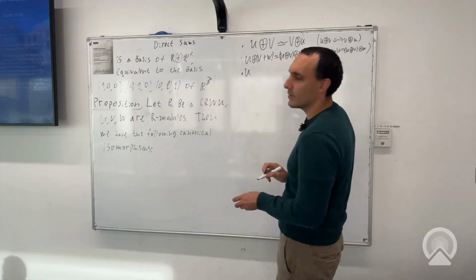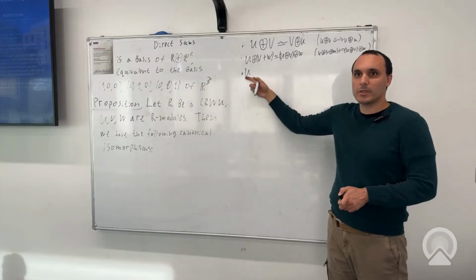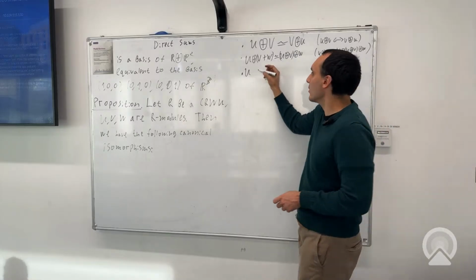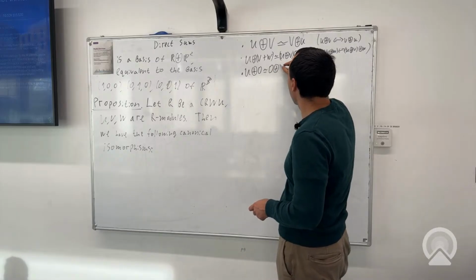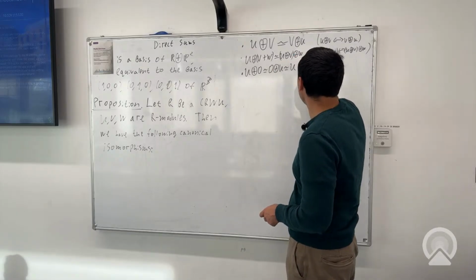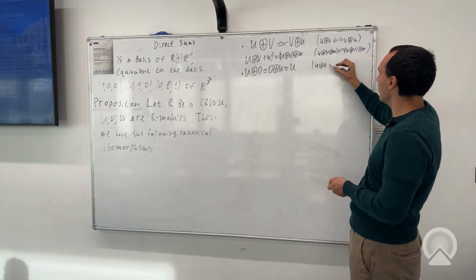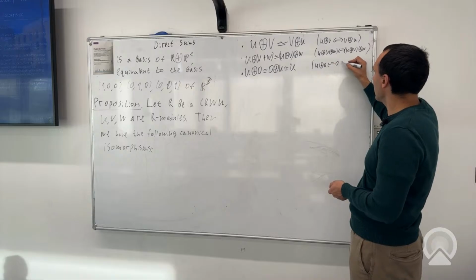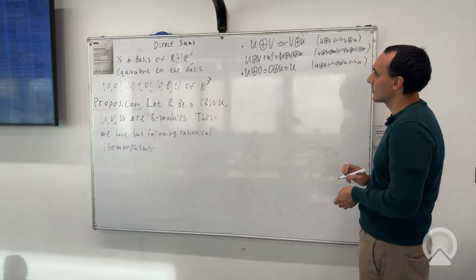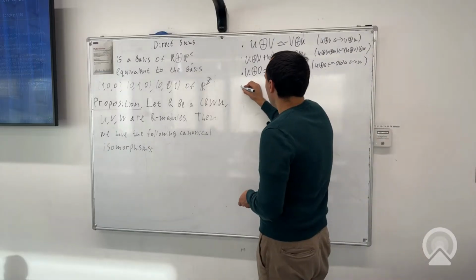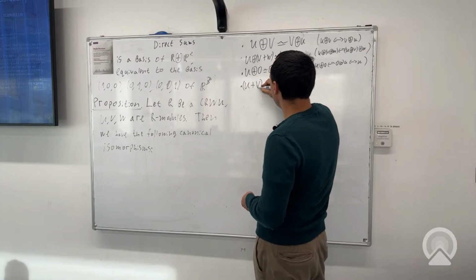What is the identity element here? What should we add to get the same space? The zero vector space. Again, U direct sum the zero vector space, the only element of which is the zero vector, is the same as 0 plus U, which is the same as U.